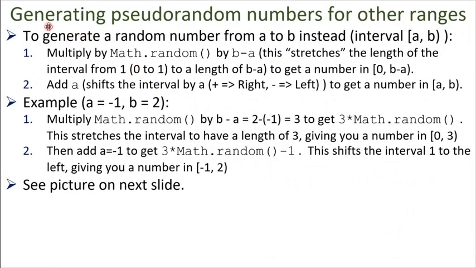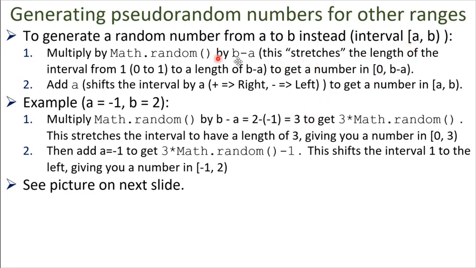Okay, so I said Math.random produces a number between 0 and 1, but a lot of times you'll want to get a number that's not in the range from 0 to 1. So how can you do that? Let's say we wanted to generate a pseudorandom number from A to B instead. And I'll substitute this with concrete numbers in a moment.